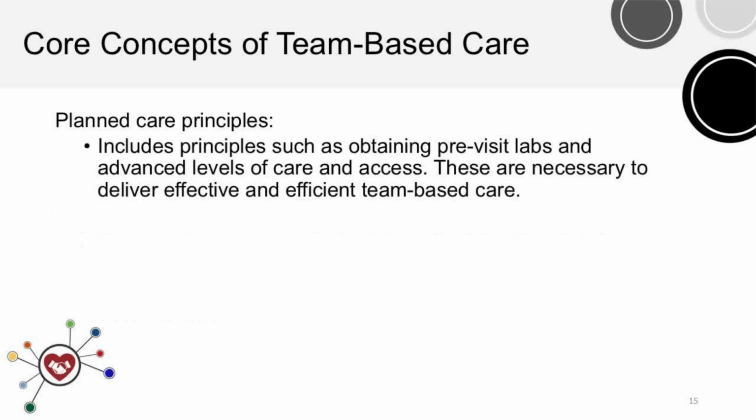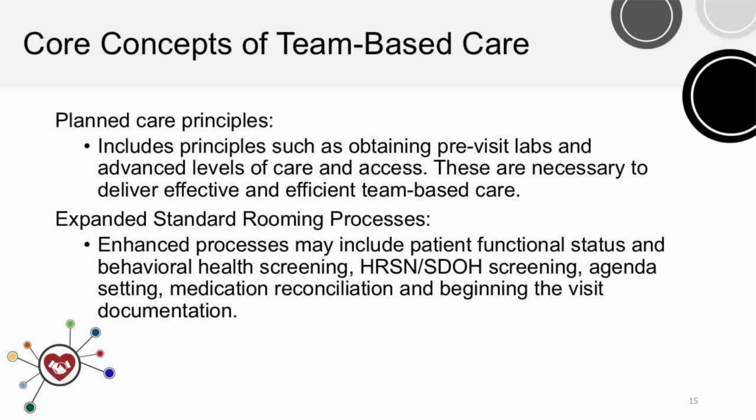Core concepts of team-based care include planned care principles, such as obtaining pre-visit labs and advanced access. These are necessary to deliver effective and efficient team-based care. In addition to usual rooming, enhanced processes may include patient functional status and behavioral health screening, social determinants of health screening, agenda setting, medication reconciliation, and beginning documentation.